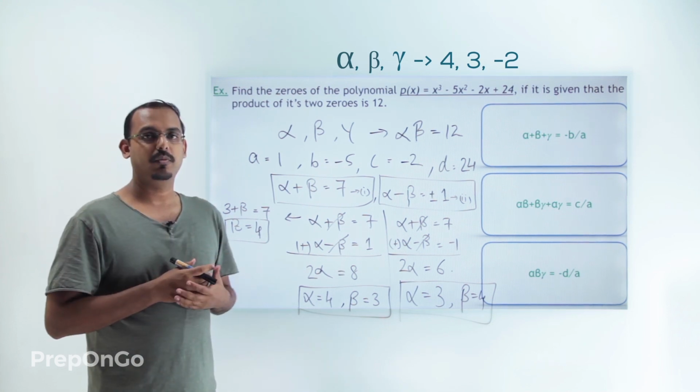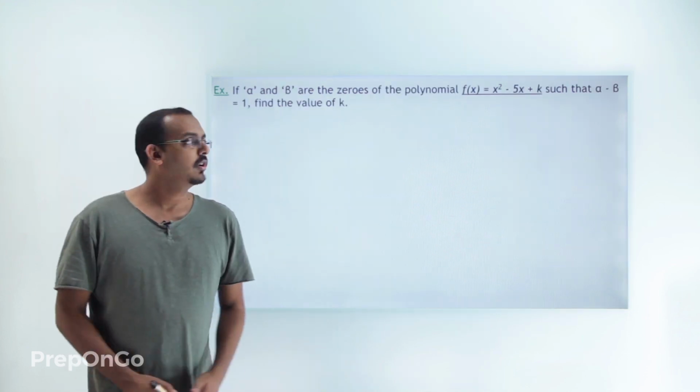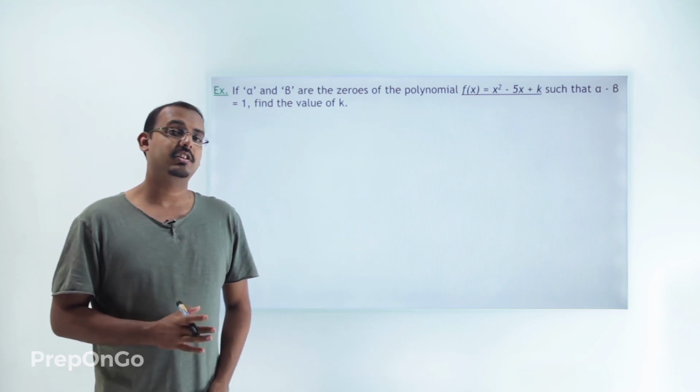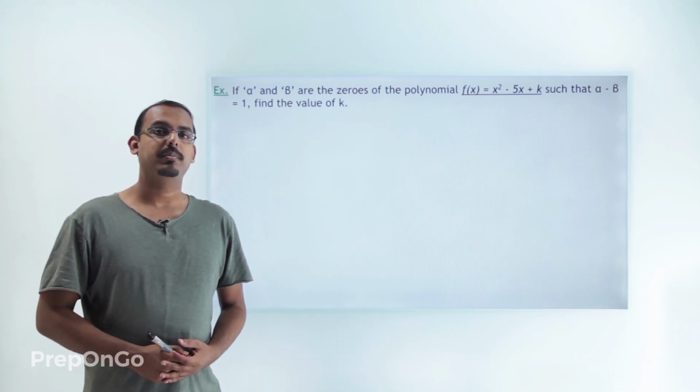Right? So this is how we can use the relationship between the coefficients of a given polynomial to the zeros of the same polynomial, to find the values of the zeros of the polynomial. Now let's move on to the second question, which is again based on the concept of the relationship between the coefficients of a polynomial to the zeros of the same polynomial, right?